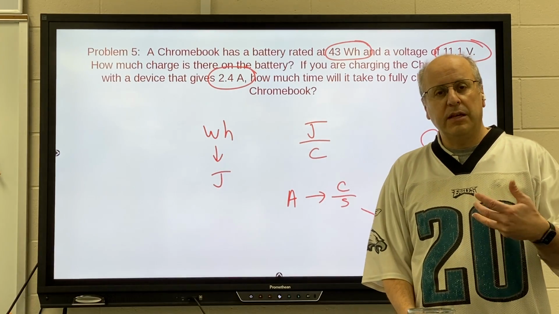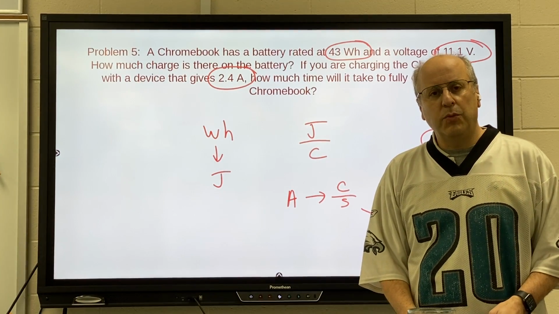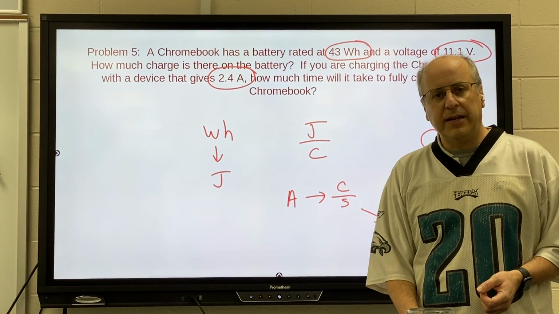So hopefully these quick rundowns will help you out if you get stuck on any of these problems.